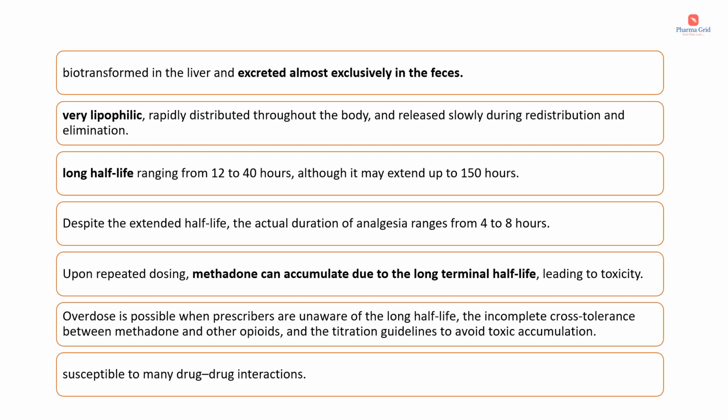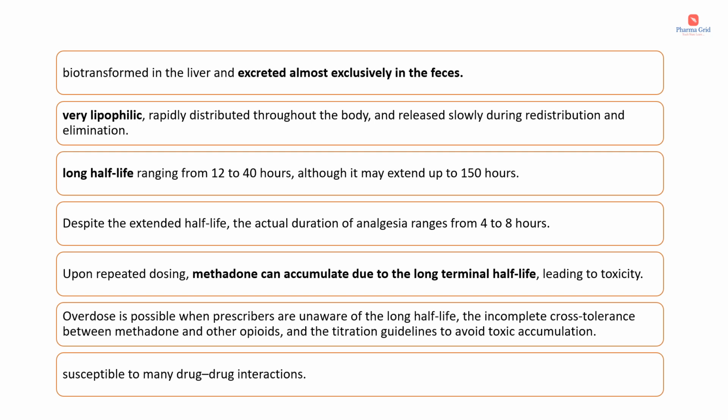And this methadone has a long half-life, and its half-life ranges from 12 to 40 hours, although it may extend up to 150 hours. Despite the extended half-life, the actual duration of analgesia ranges from 4 to 8 hours. Upon repeated dosing, methadone can accumulate due to the long terminal half-life, which can lead to toxicity.